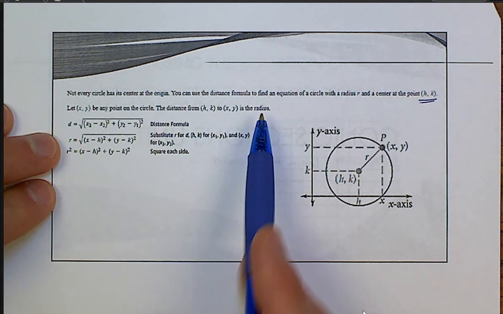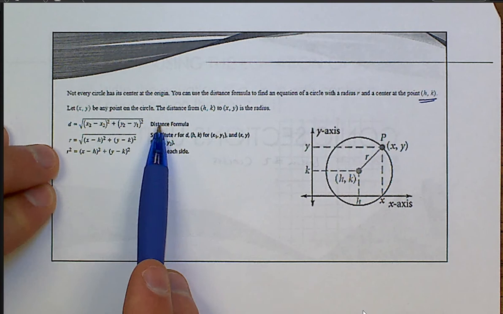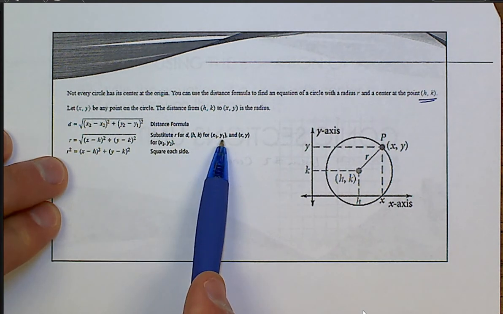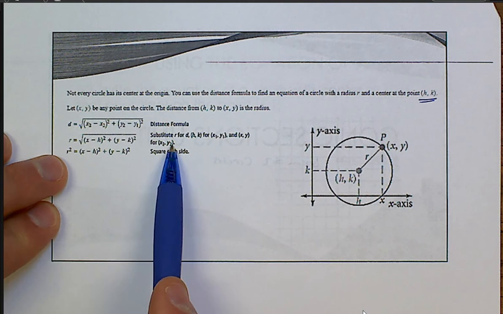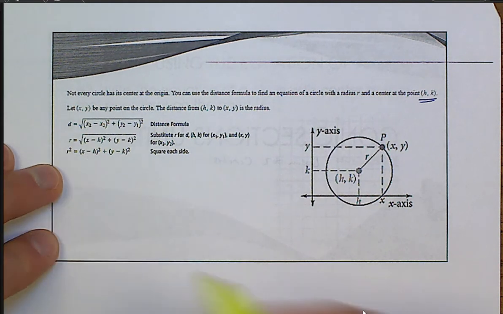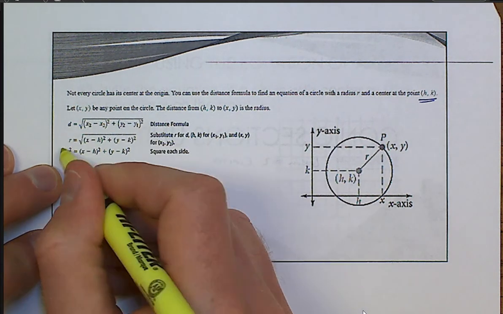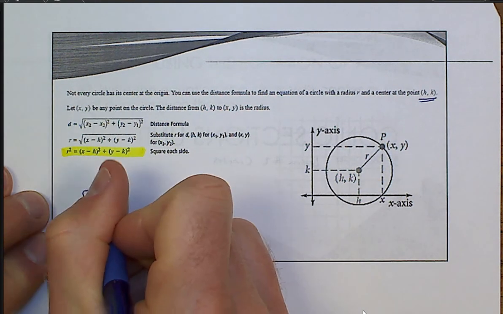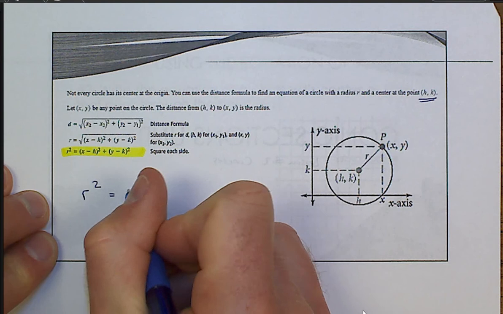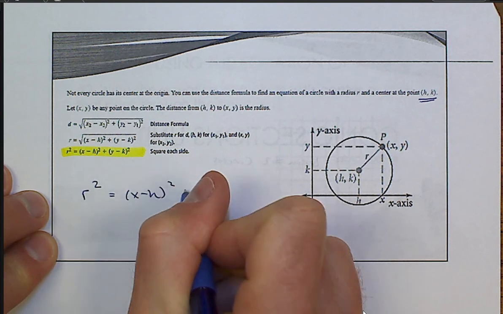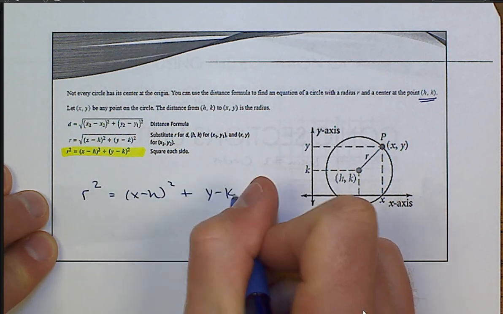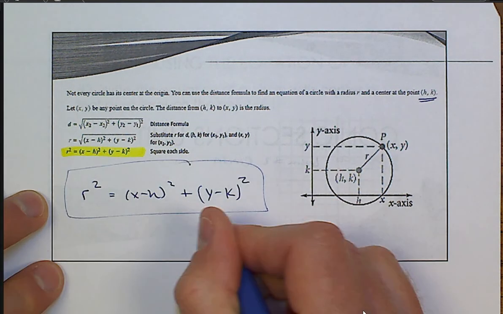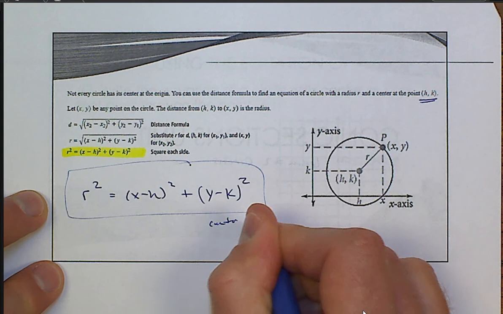So you have your distance formula here. I substituted my h, k in for x1 and y1 and x, y in for x2, y2, and you come up with this equation, and you can see how I got that. I'll write it out in pen if you can't read it, but it's basically r squared equals x minus h squared plus y minus k squared. That is the equation of a circle with the center not at the origin.